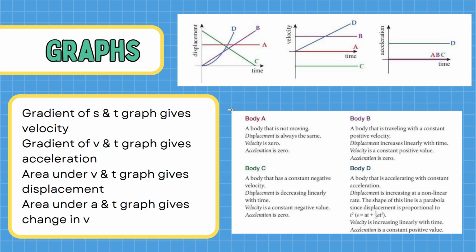And then the gradient of the v and t graph gives acceleration, and the area under the v and t graph gives displacement. The area under B, if you just take the area of this rectangle, gives displacement. If you want to see why, you can solve a few equations. It's not very relevant, but just know that the area under the v and t graph gives displacement. And then the area under the a and t graph gives change in velocity. It's not velocity, it is change in velocity, because acceleration is change in velocity over time. So the area under that gives change in velocity.